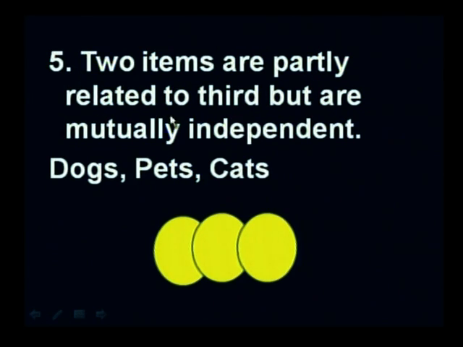The next one is two items partly related to the third, but mutually independent, like dogs, pets, cats. You can have some of the dogs as pets, some of the cats as pets, but you cannot see any relationship between dogs and cats. Dogs are dogs, cats are cats. So, that is what two items partly related to a third item means. Here the third item is pets, then dogs can be part of pets, cats also can be part of pets. So, this is how your diagram looks.